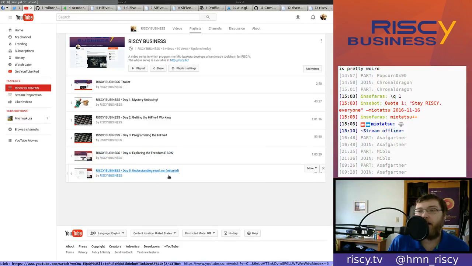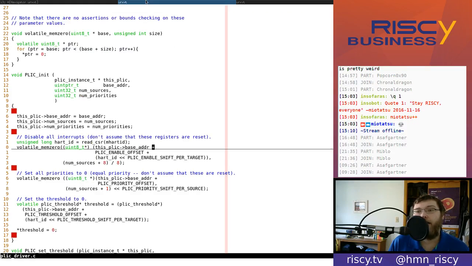Last time we took a look at the read CSR Hart ID and learned everything about that. So today we're looking at this next line, which is doing some computation of an address related to the PLIC. So we're going to be learning about the PLIC today.